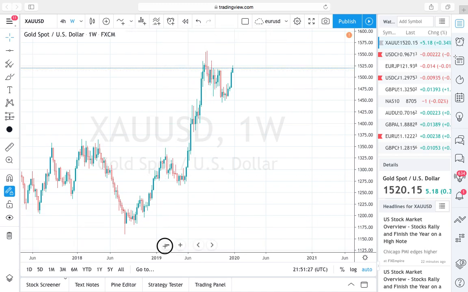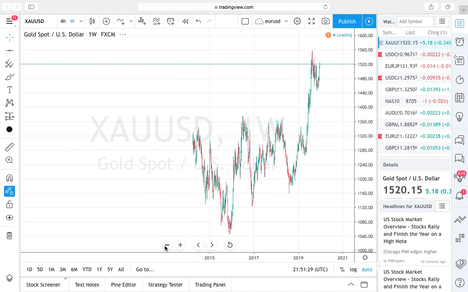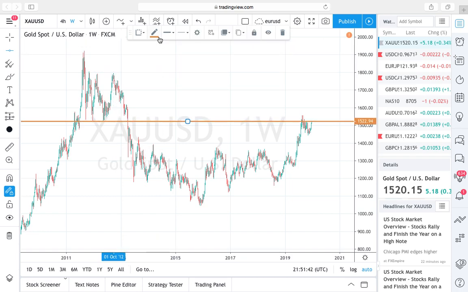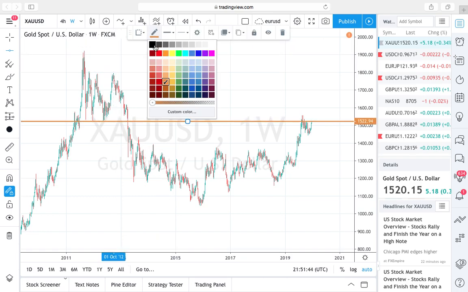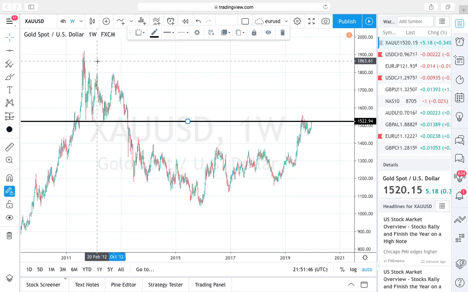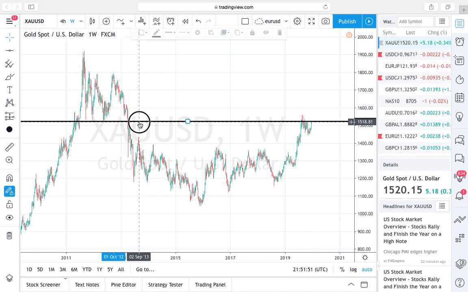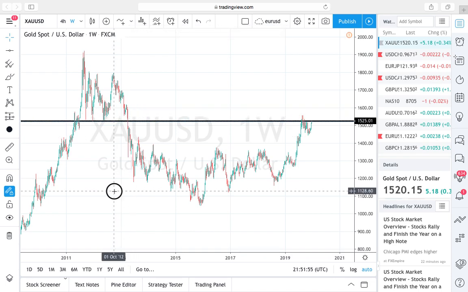So what I do is I just zoom out, get an overview of what's happening, and start to draw my support and resistance lines. So basically what I'm looking for is points where the market failed to break, like really strong levels. That's basically what we're looking for. So why I'm going to place this line here is because if you look at this in the past, right?